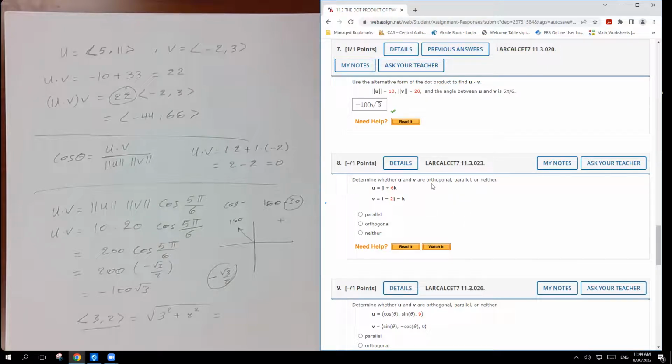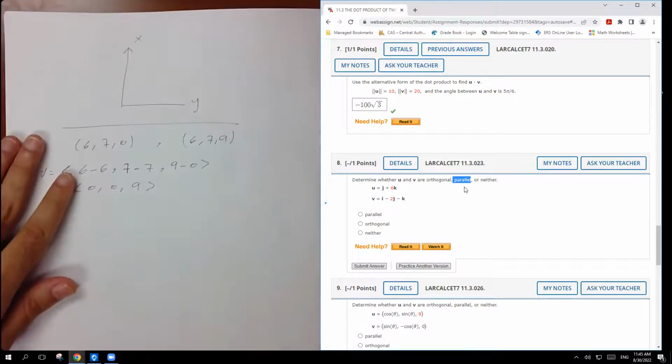Determine whether U and V are orthogonal, parallel, or neither. How are you going to check that U and V are orthogonal? Find the dot product. If the dot product equals 0, they are orthogonal. How are you going to check it's parallel?